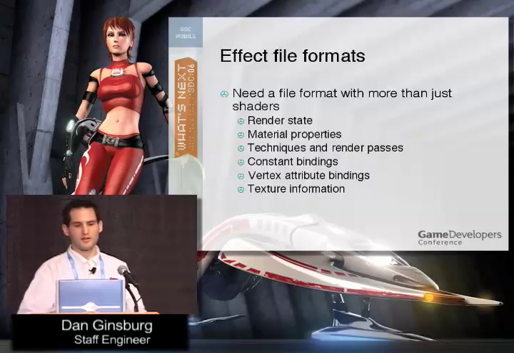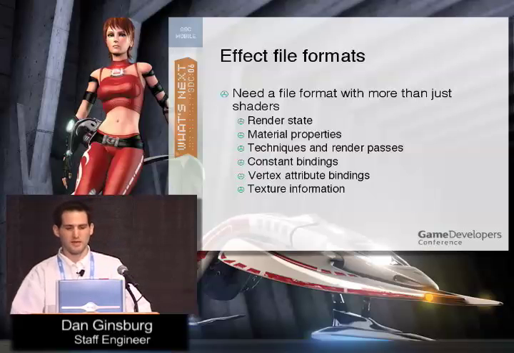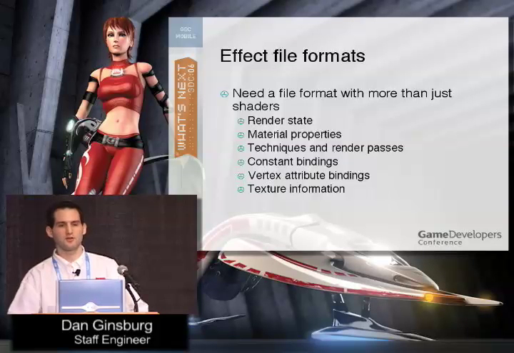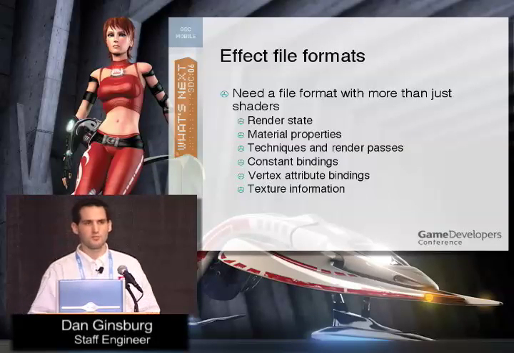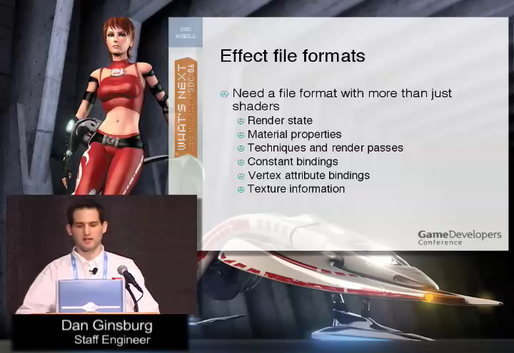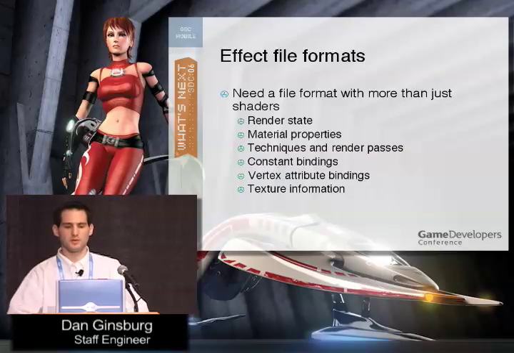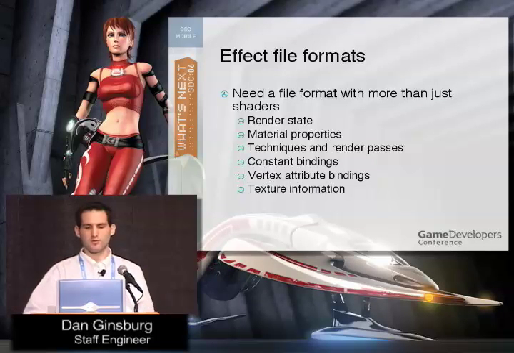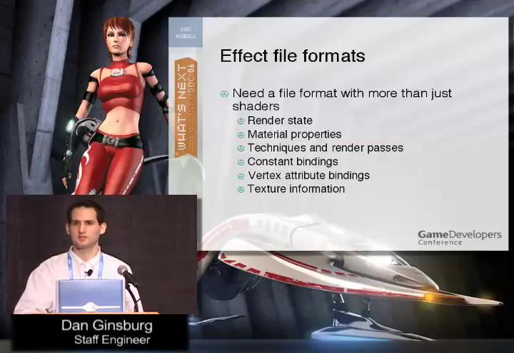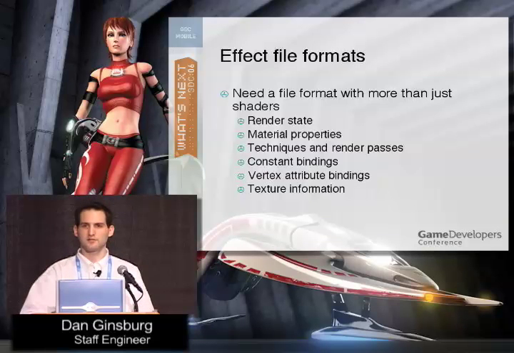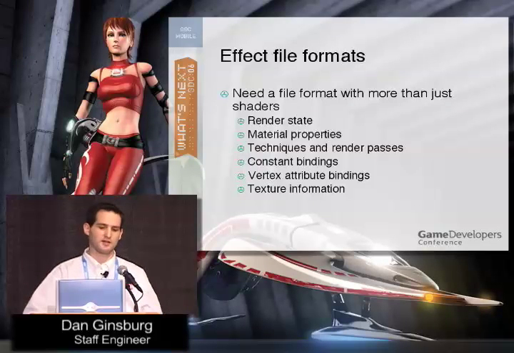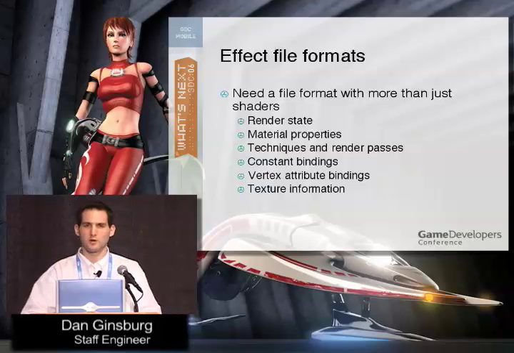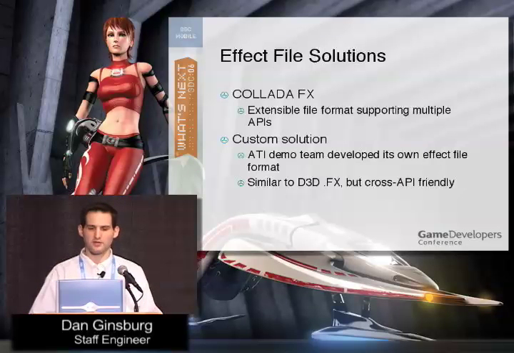Another thing I think you want to consider in developing a game engine for ES 2.0 is the notion of effect file formats. There's more than just the management of shaders and constants. You also want to be able to manage things like render state, material properties, having techniques for rendering with multiple passes, binding constants to data in your engine, binding vertex attributes in your stream to data in your vertex data, as well as binding to textures. All of that stuff you're going to need to do now in your engine. And there's several options for how to go about this.